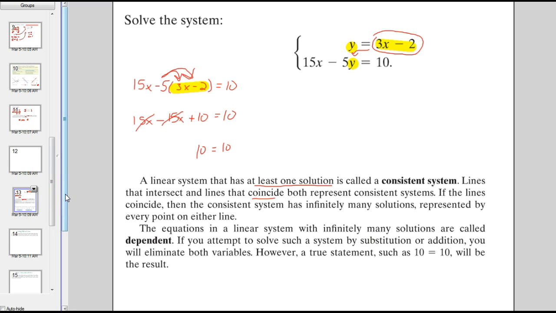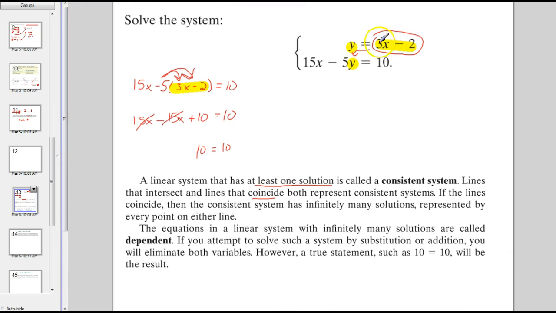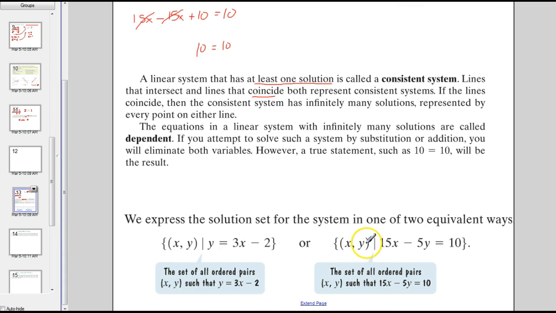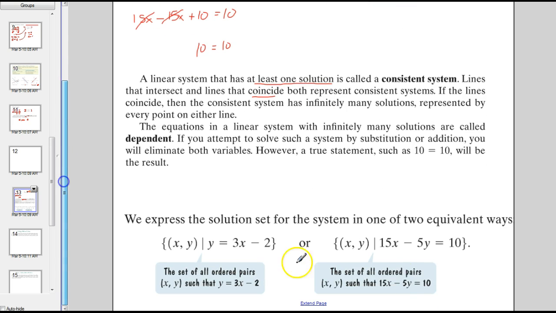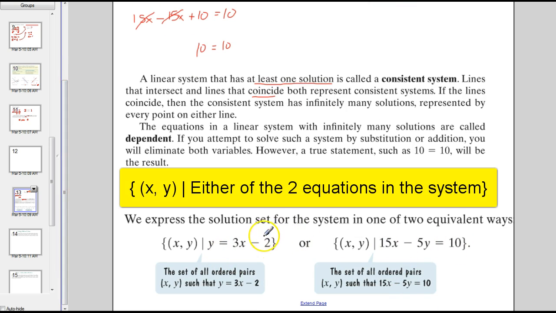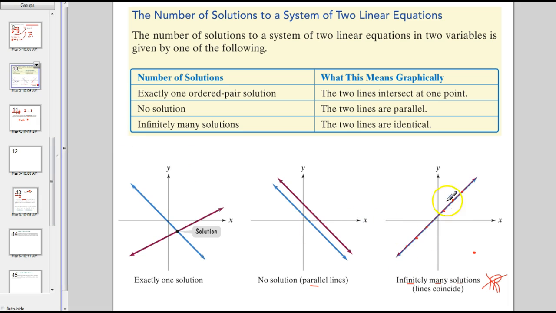What we say in that case to write the solutions of the system, we would say the set of all ordered pairs such that the y coordinate is equal to 3x minus 2, which is just one of these original two equations. Or we could say the set of all ordered pairs such that the second equation, 15x minus 5y equals 10. As long as we write either of those two equations, it's fine, and that expresses our solution. What we're saying is it's all the points on this line, because it's the exact same line. We are getting the same exact line when we express it in either way.